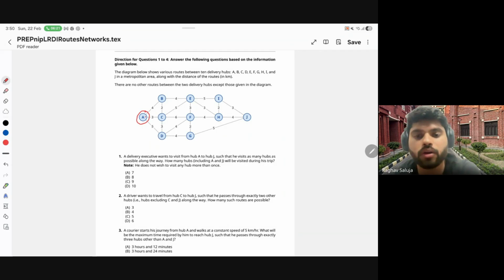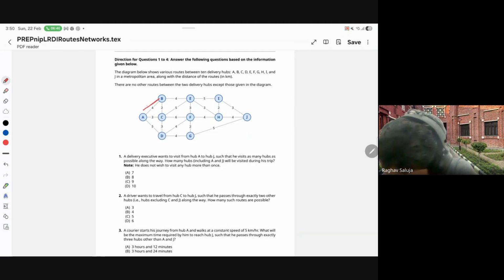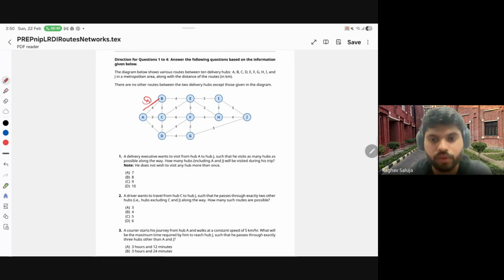So the first question in front of you is absolutely clear. This is a network that is given. There are 10 hubs and then there are routes. The numbers that are written are nothing but the distance of that route. For example, if you have to go from A to B or B to A, 4 kilometers is the distance. Now, what is the first question? Let's look at the first question. This diagram is in front of you.